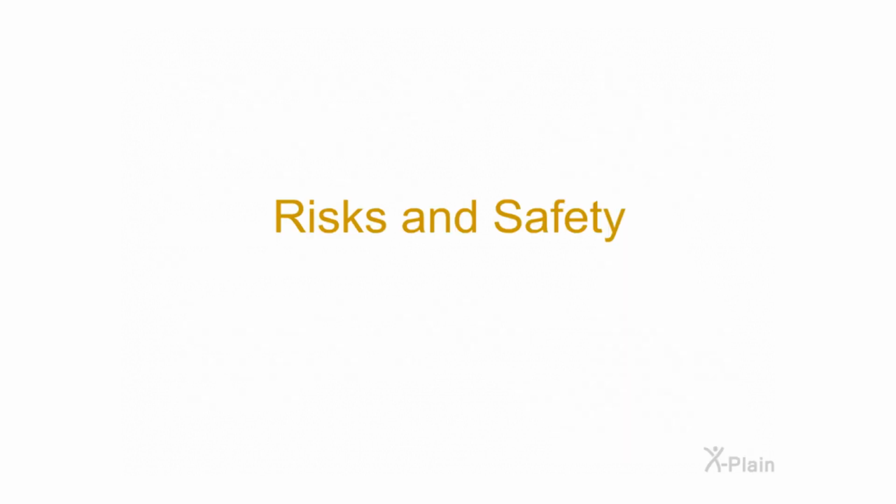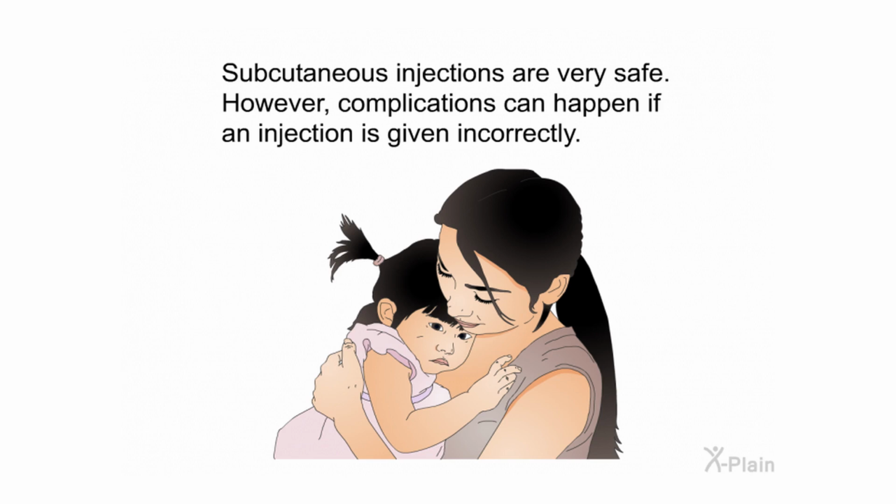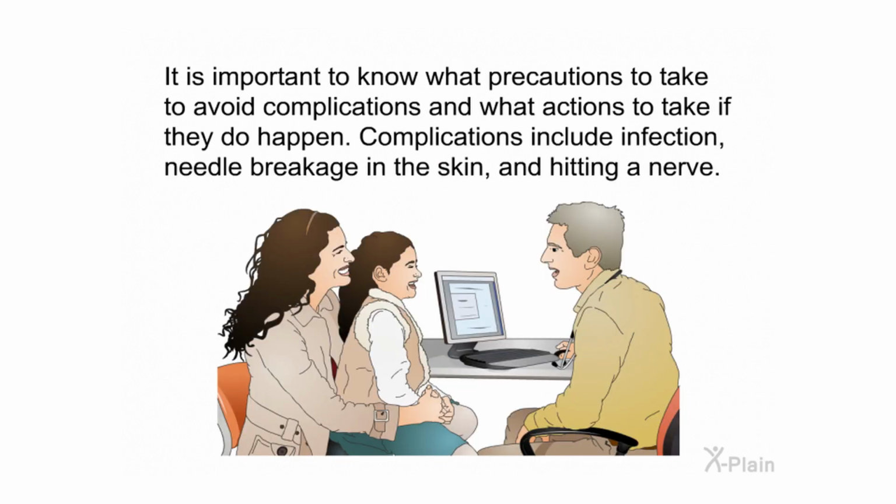Risks and safety. Subcutaneous injections are very safe. However, complications can happen if an injection is given incorrectly. It is important to know what precautions to take to avoid complications and what actions to take if they do happen. Complications include infection, needle breakage in the skin, and hitting a nerve.